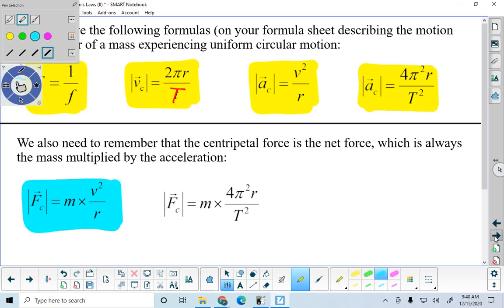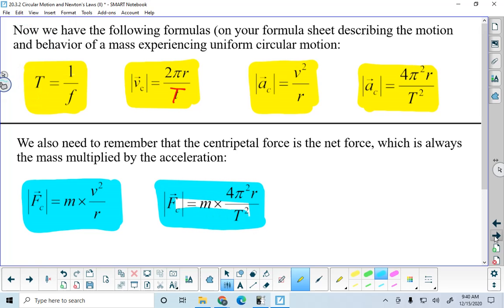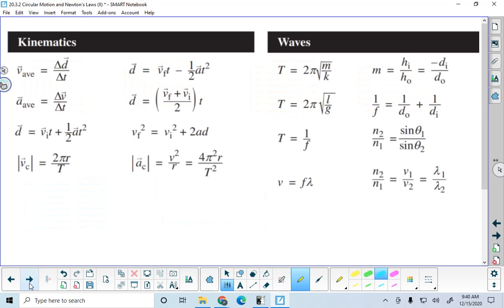This is just saying if you want to find the centripetal force or the net force, because they're the same thing, you take the mass times the acceleration, but the acceleration is v squared over r, or the acceleration is 4 pi squared r over t squared. So if you look at your formula sheet now, I've clipped part of it up here.